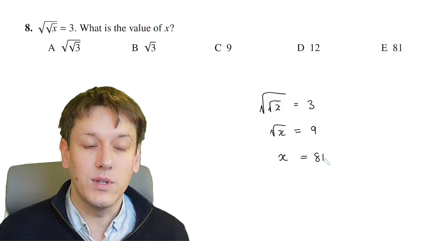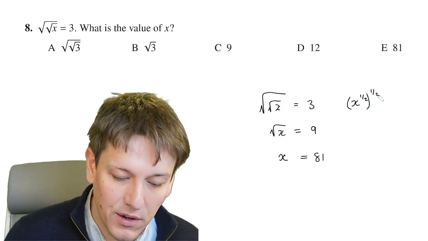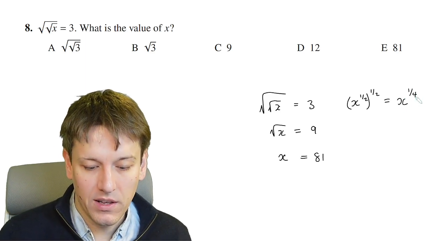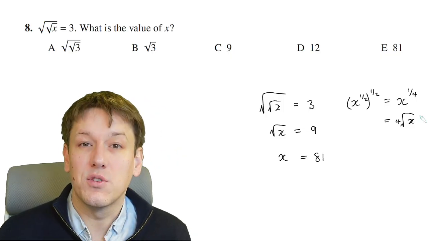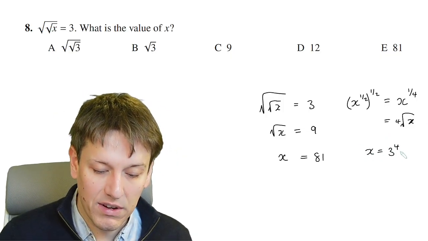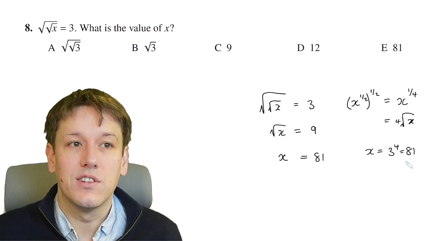Another way of doing this would be to say that you know that the square root of x is x to the half, and then I'm raising that to the power of half. So if you know your indices rules very well, you can say, well, that's just x to the quarter, so that's the same as the fourth root of x. So we could have just done this in one step if you spot that, and then just say that x is 3 to the 4, which of course is also equal to 81. Either way, just as good there.